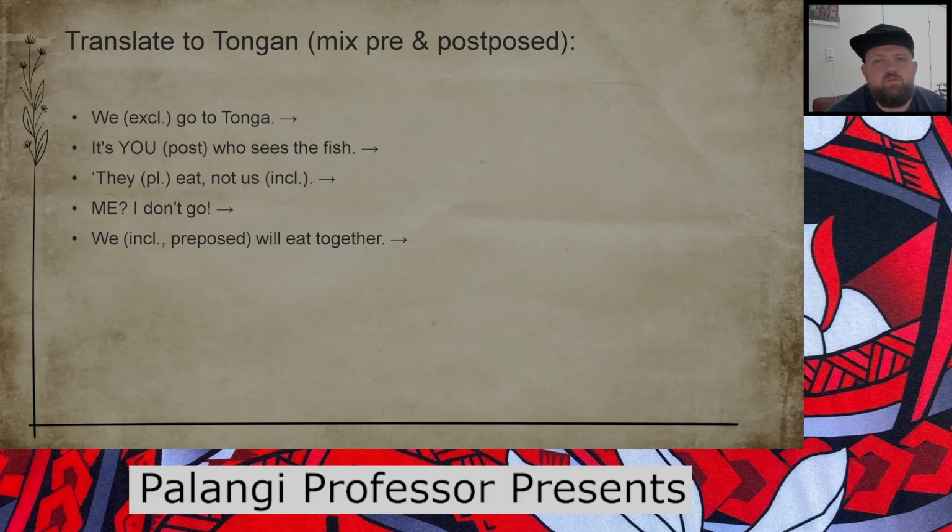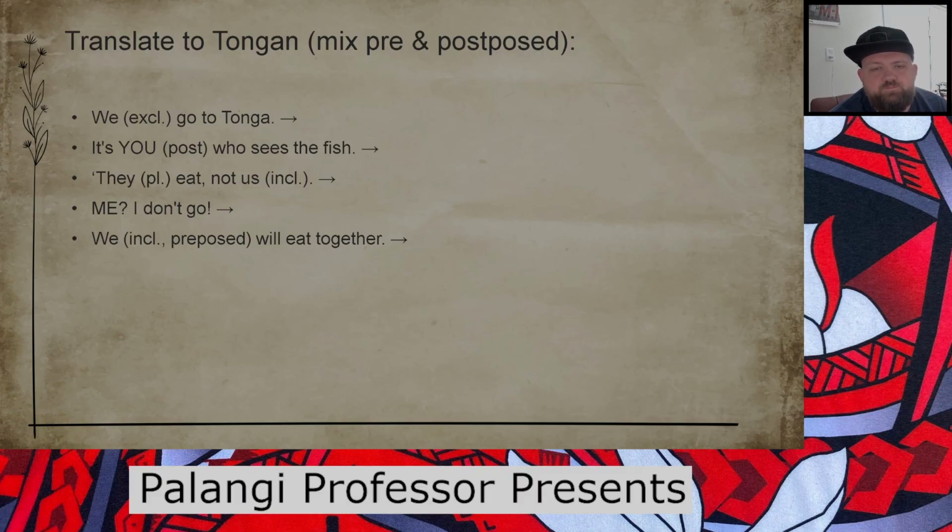And we'll go ahead and translate to Tongan here. So we're going to mix some pre and postposed. We exclusive go to Tonga. It's you postposed who sees the fish. They plural eat, not us. Me, I don't go. And then we inclusive prepose will eat together.